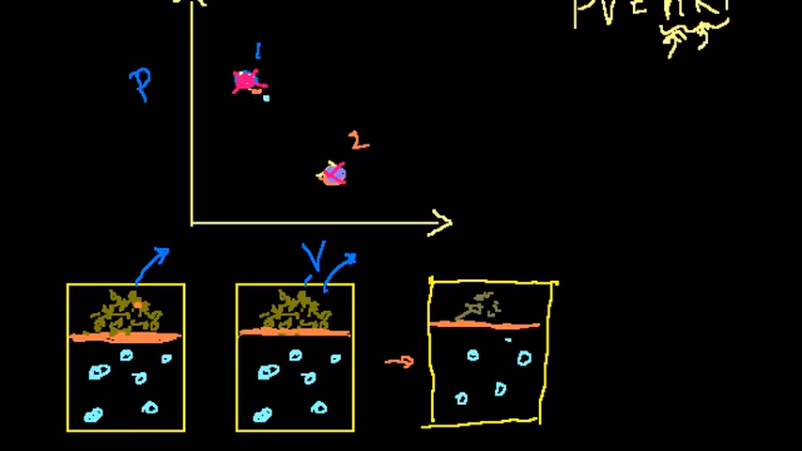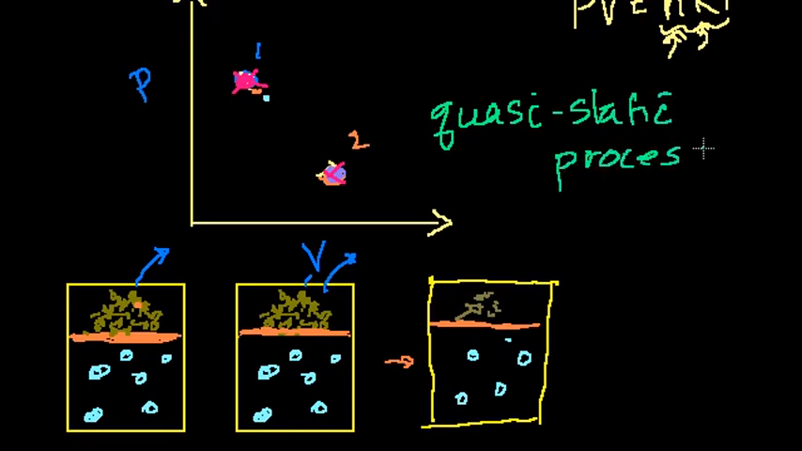What I'm doing here is I'm setting up what's called a quasi-static process. The reason it's called that is because it's almost static. It's almost in equilibrium the whole time. Every time I move a grain of sand, I'm just moving a little bit closer.